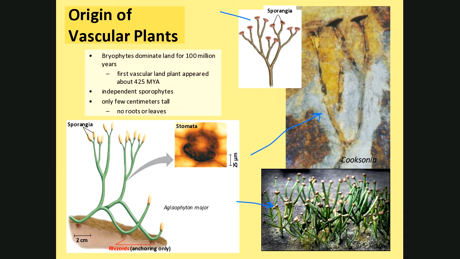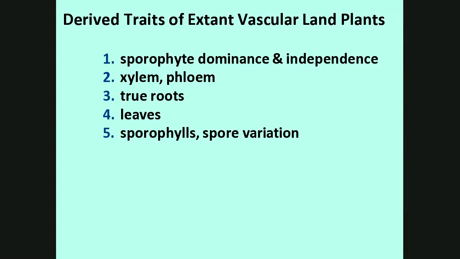They had no true roots. They had the rhizoids, right? But they had no true roots, and they had no leaves. So because of that, that basically limited their ability to get really big. But as we move along, we're going to find out that this trend of vascularization was an important hallmark in these plants because it allowed them to get bigger and taller. You didn't have to use just diffusion and osmosis. So let's look at some of the derived traits of vascular land plants.